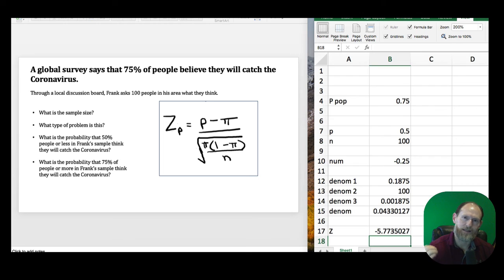and I get less and less and less of a probability. It's less than 0.0001. But for the sake of science, I can stop and say the probability is less than 0.0001. Very small, that within my sample, less than 50% of people would believe they're going to catch the coronavirus, under the assumption that the proportion of the population is indeed 75%, or 0.75.